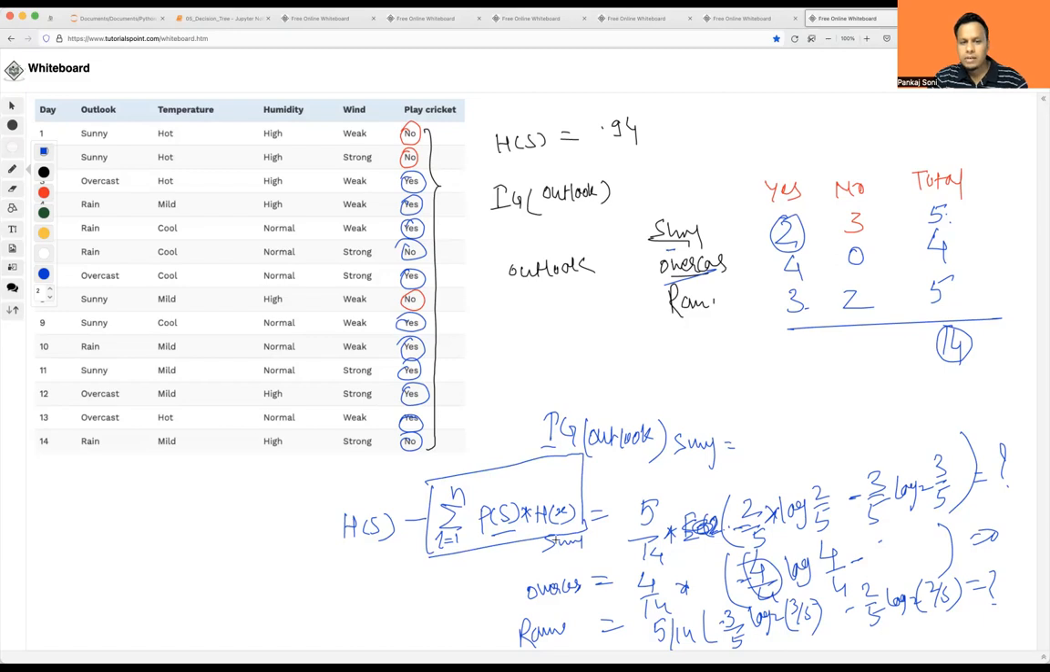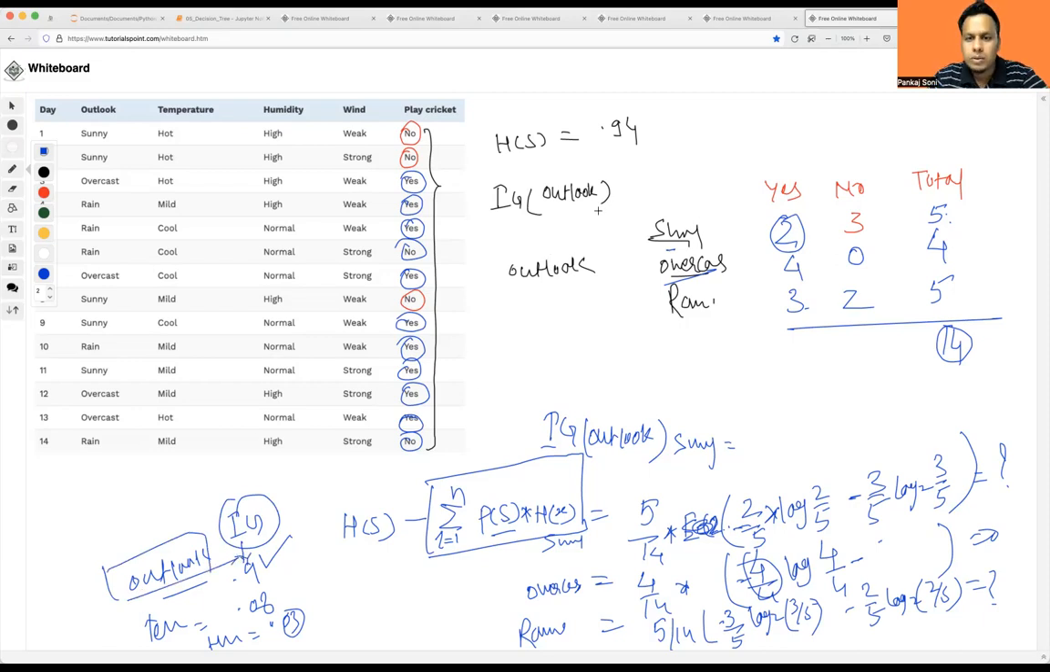Okay, so after doing this for overcast, we are going to get outlook as, just for example, 0.9. Similarly for temperature we'll get some value, let's say 0.08. For humidity we are going to get something like 0.0. This is just for example, okay? So outlook is going to be on top, so information gain is going to be very high for outlook. That's why we are going to use outlook as a root node.